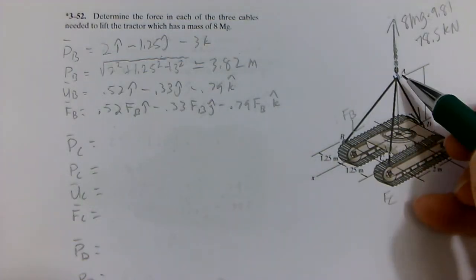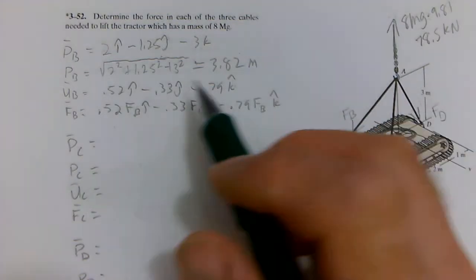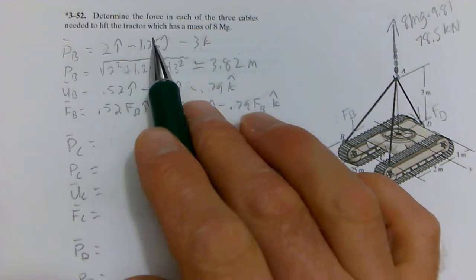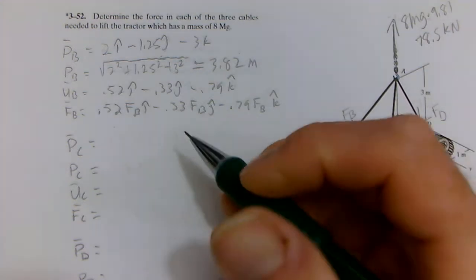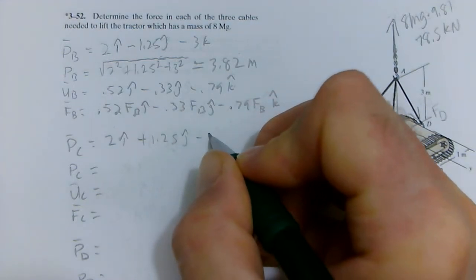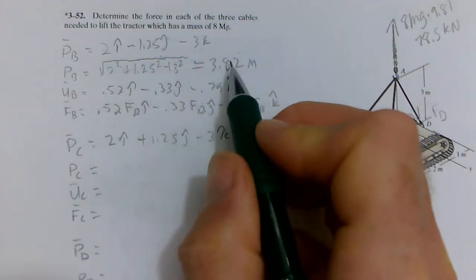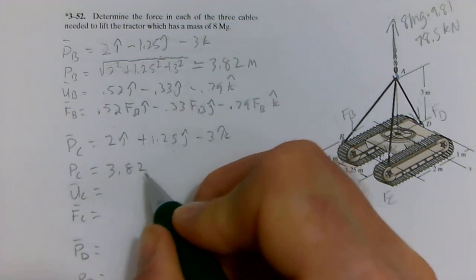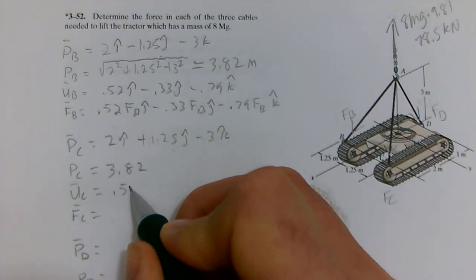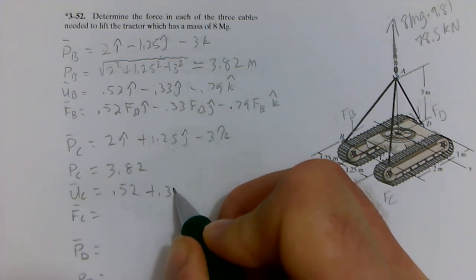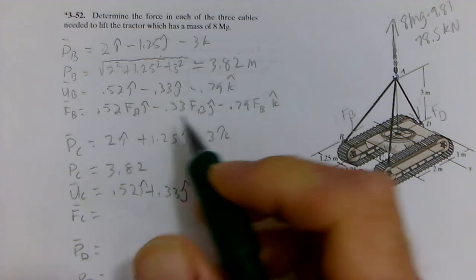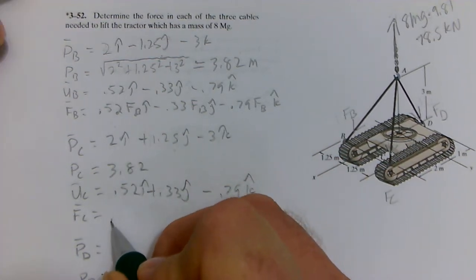Okay, so the vector from A to C has similar coordinates, except for J, which in this case is positive. So we're going to do 2I plus 1.25J minus 3K. Same magnitude there. And the unit vector is the same numbers except for the sign change. And then we'll throw in the FC.